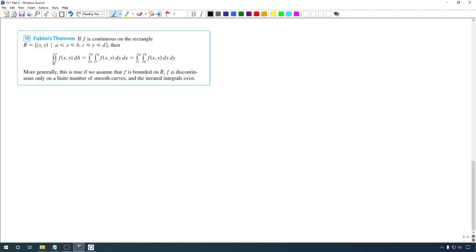This is a theorem named after Fubini, and it's saying that if we have a continuous function on a rectangle, then we can find the double integral of that function over that rectangle by integrating in either order. It doesn't matter. We get the same result either way. And that still remains true even if f is not completely continuous. If it's discontinuous only at some points or some curves, then it could actually still work, as long as these integrals do actually still exist.